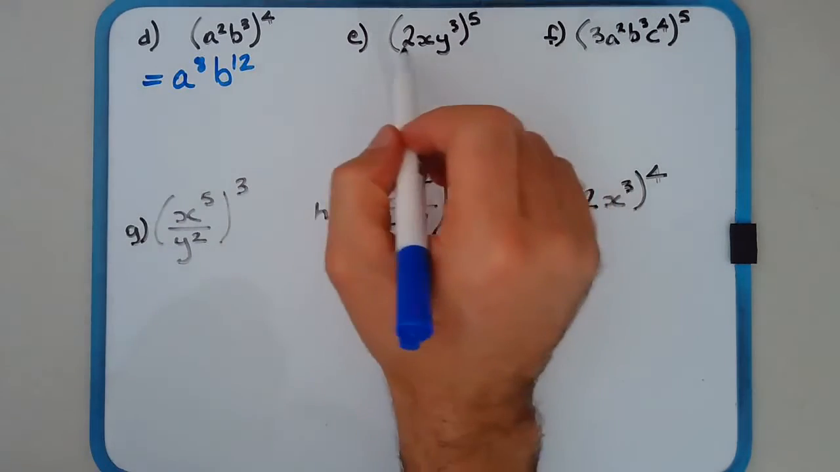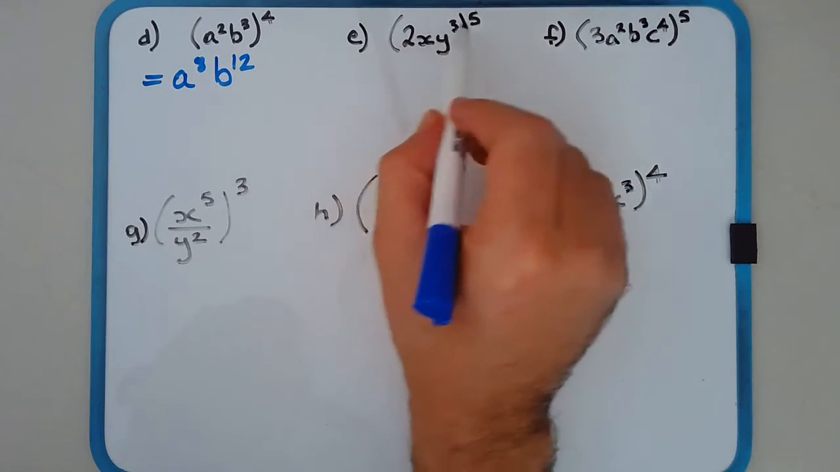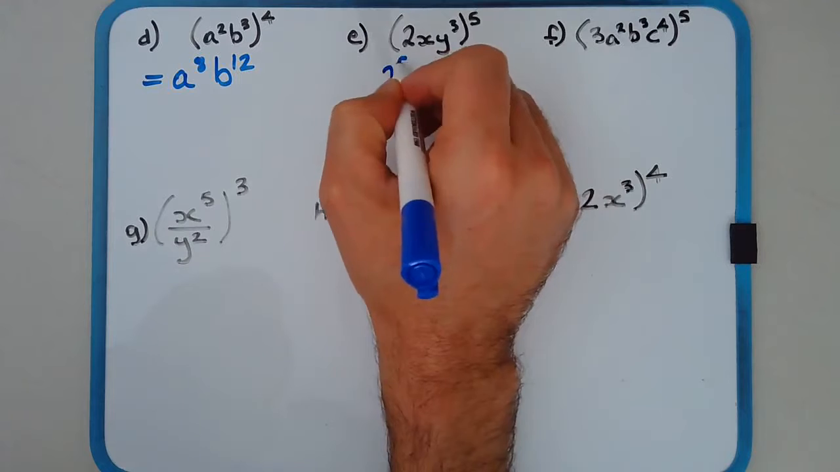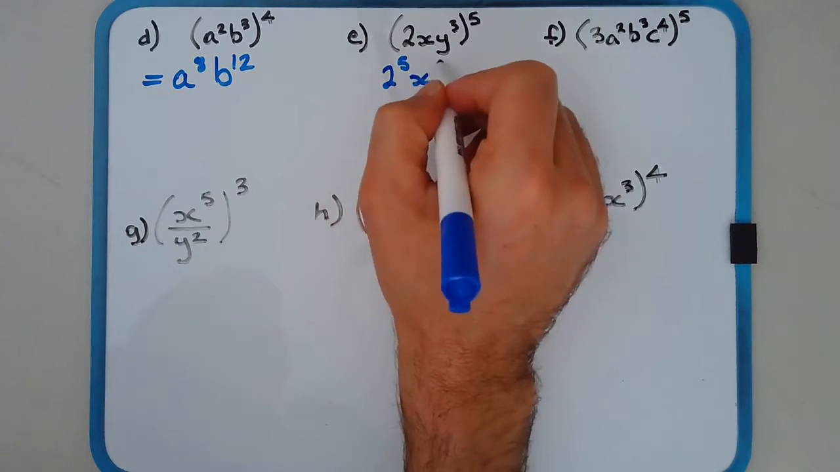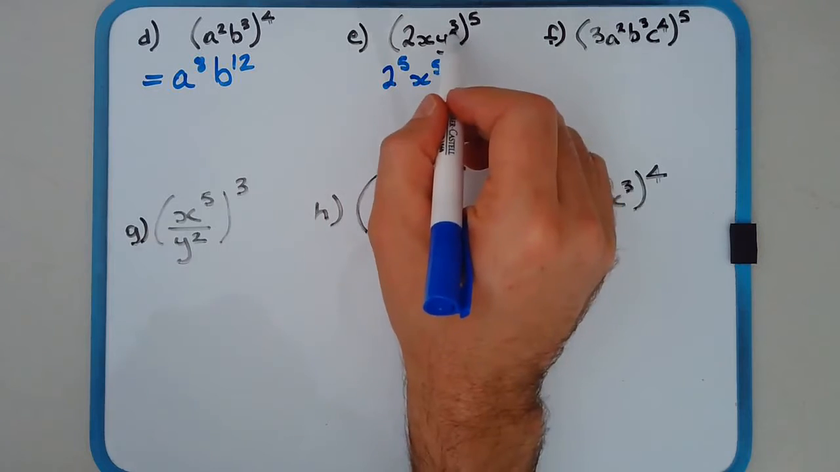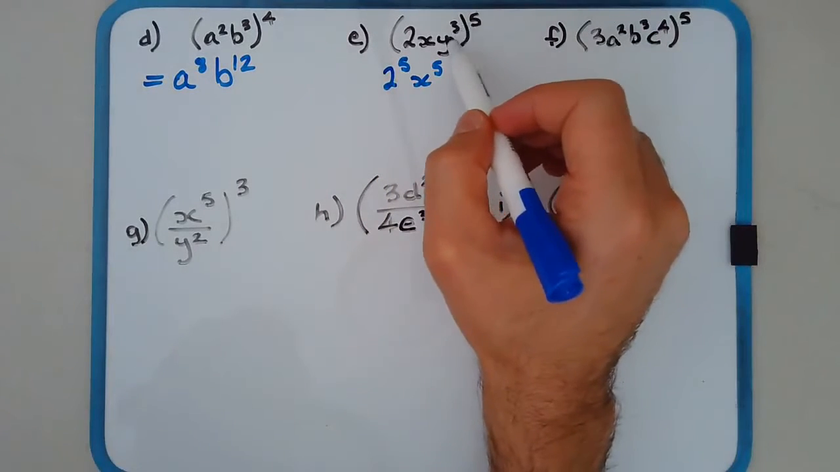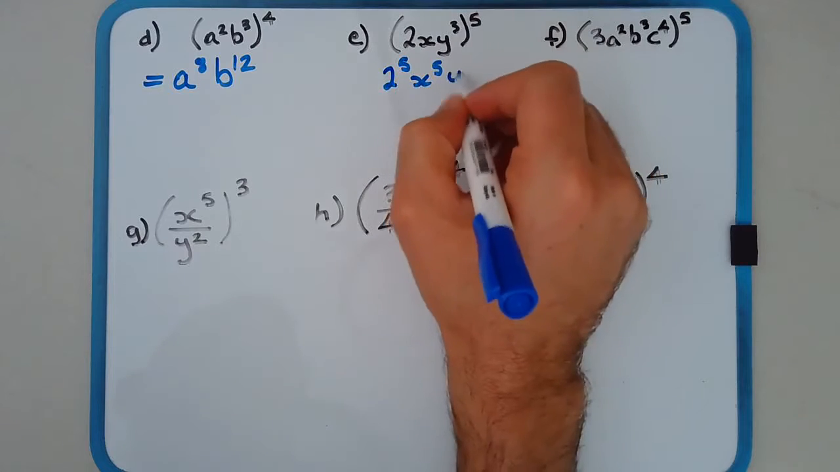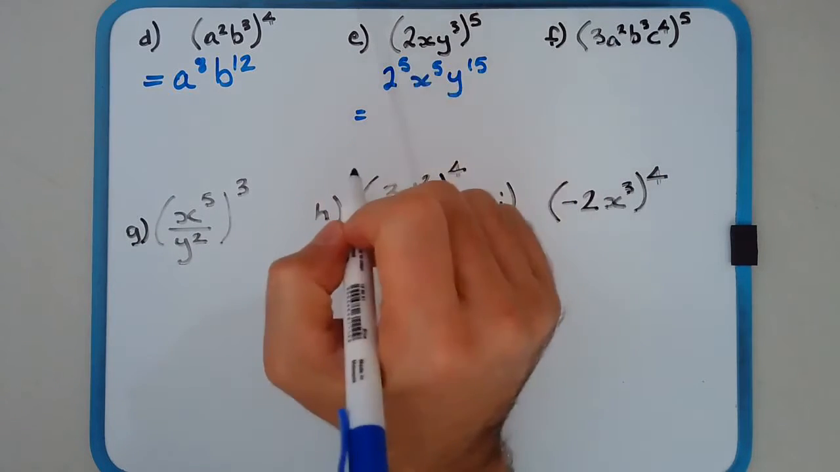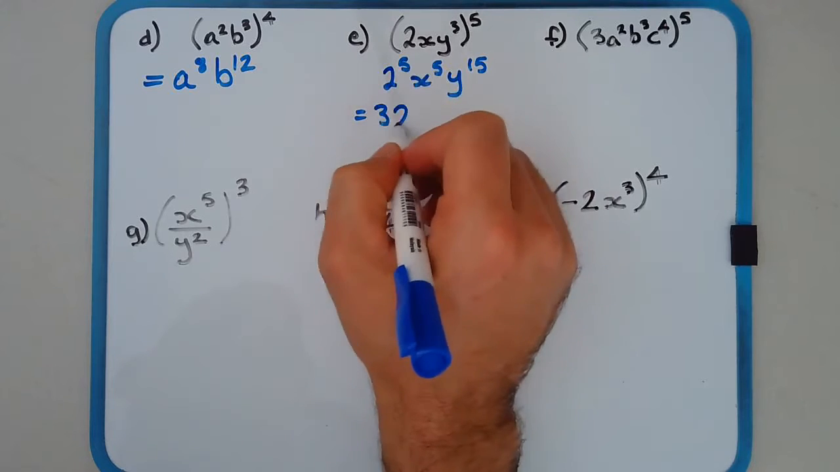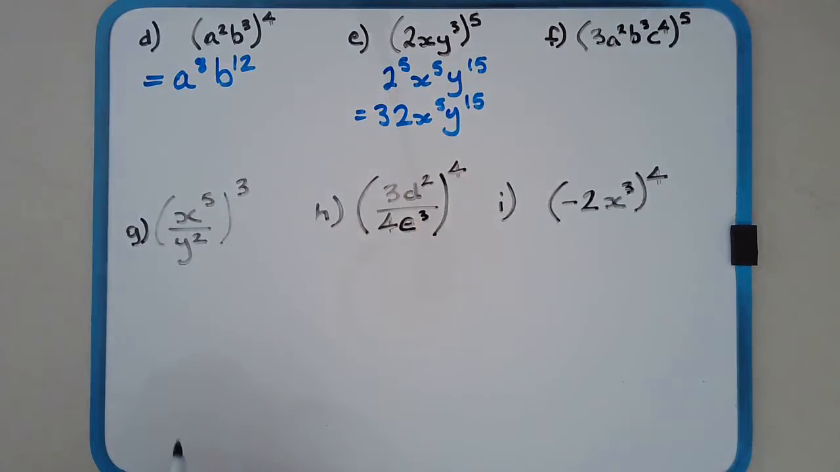Okay, let's have a look at E. 2xy cubed, all to the power of 5. Again, we do the same thing. The 2 is raised to the power of 5. x is raised to the power of 5. y cubed is raised to the power of 5. And we multiply the indices. So 3 times 5 is 15. So that's equal to, now 2 to the power of 5, you can work that out on your calculator. That's going to be 32. x to the 5, y to the 15.